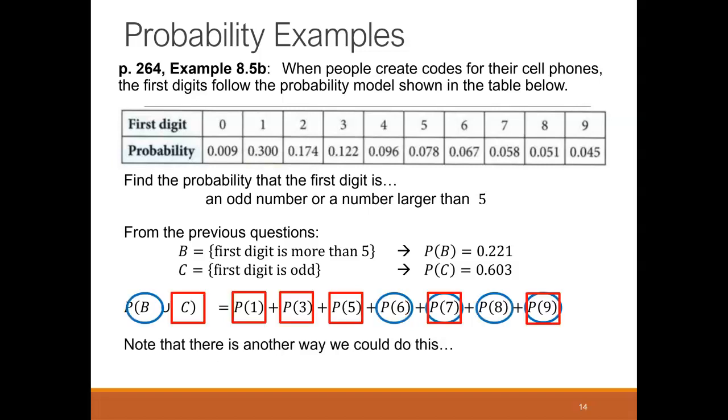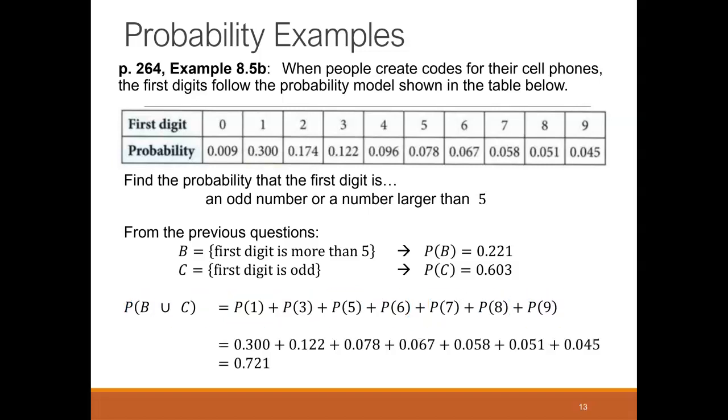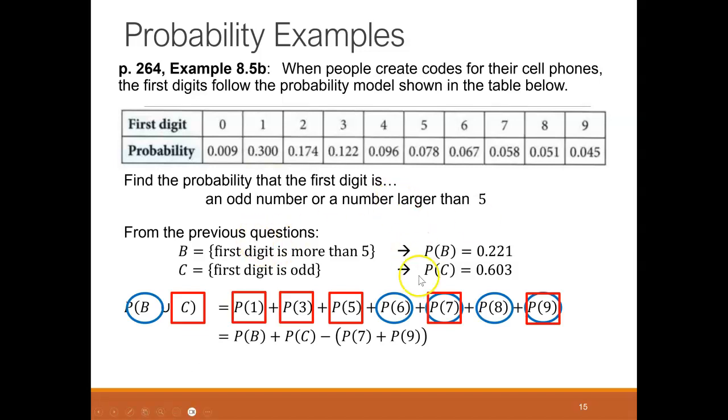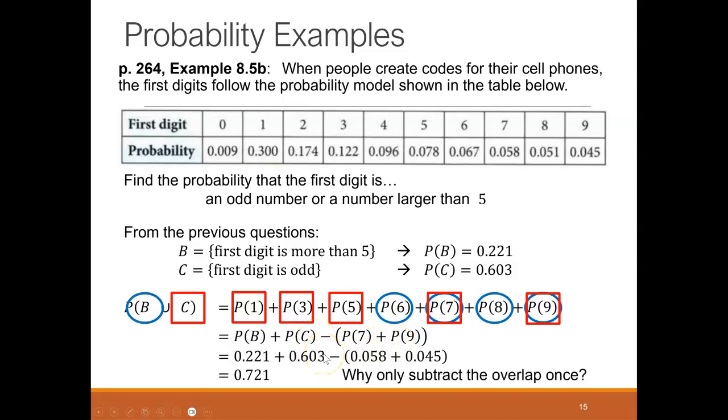So when we do that, we get 0.721 if we count them individually, or the other way we count that is taking the probability of B and C and then subtracting off the probabilities of 7 and 9, because those would be counted twice when we did the probability of B and C. And we get the same answer. And again, when I say why you subtract the overlap once, I think we covered it, right? You guys get it?